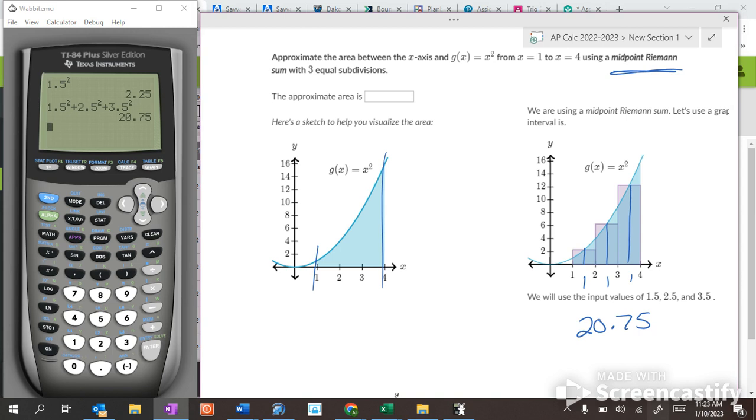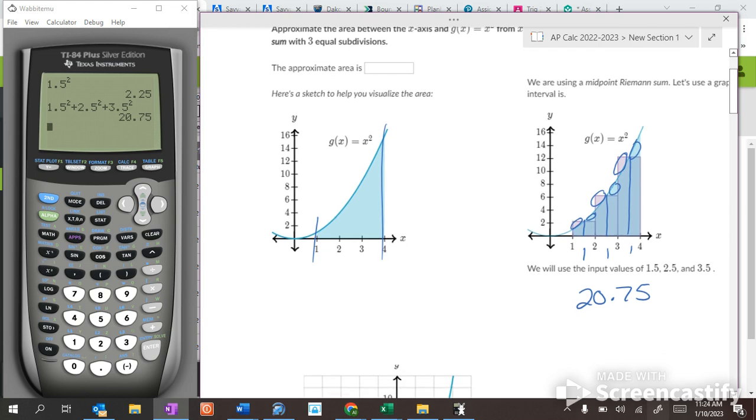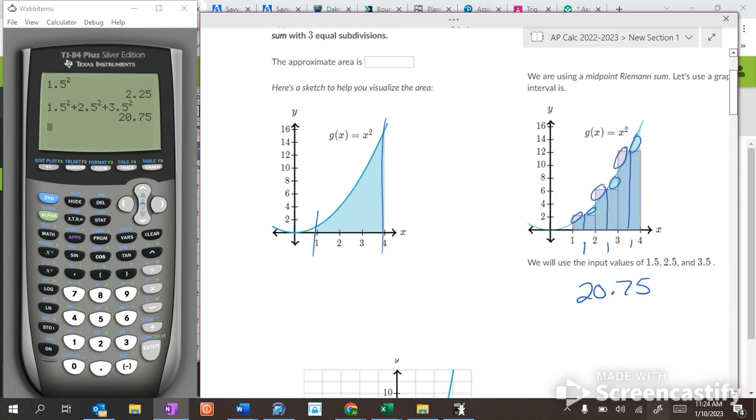Okay? And so the area of all these rectangles added up is 20.75. Which is fairly close to the area all under the curve, because the extra from here you can put over here, the extra from here you can put over here, and the extra from here you can put over here, and it's going to be pretty close. A lot closer than a left Riemann sum or a right Riemann sum would be. So that's a midpoint sum. You go in the middle of your area, you go up until you hit the line, and so on.